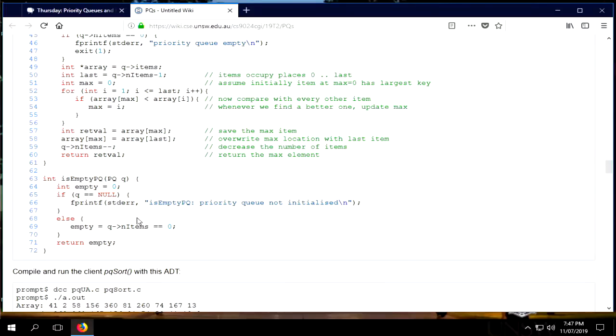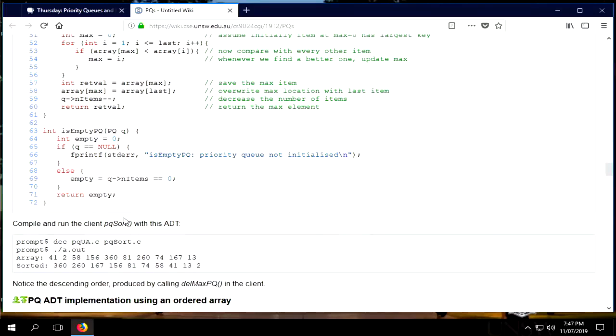That's it. And that's the end of the story really, because the is empty doesn't change no matter what you do. It's is it empty or not, number of items 0. So, using that ADT called PQUA, unordered array, and you put it with the client, PQ sort, and it works like a charm. And the del maxes come out with the maximum.